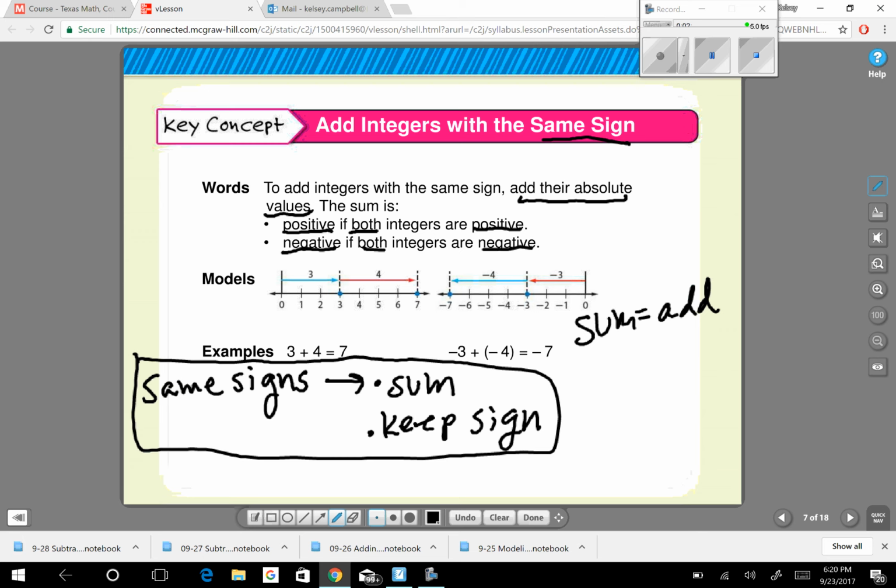And then they have a couple of examples here for us. These are just like the models we learned the other day. You can see positive 3 plus positive 4 gave you positive 7. Both positive numbers, when you add them together, your answer comes out to be positive. Then over here on the other side, they have negative 3 plus negative 4 ends up being negative 7. They're both negative. When you add their absolute value, which is just the number part, that's the 7. And then the signs, they're both negative numbers when you're adding them, so your answer is going to be negative.